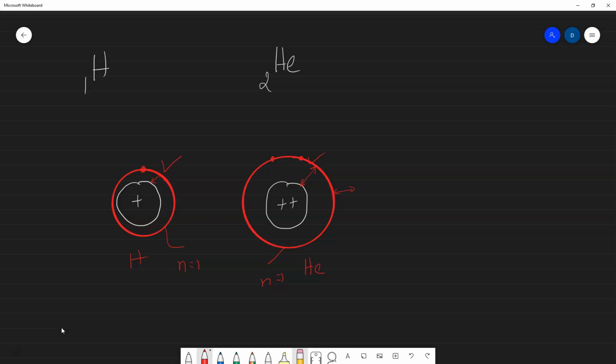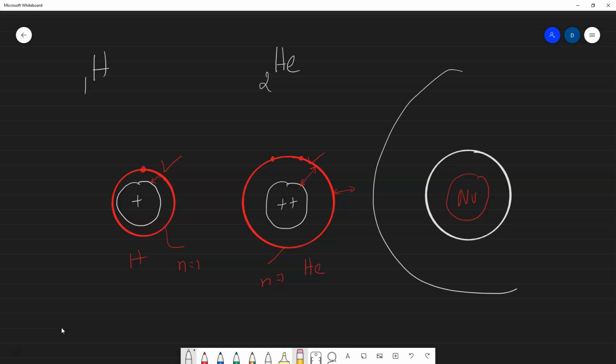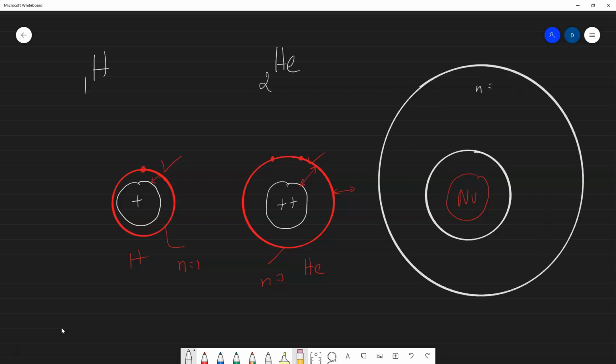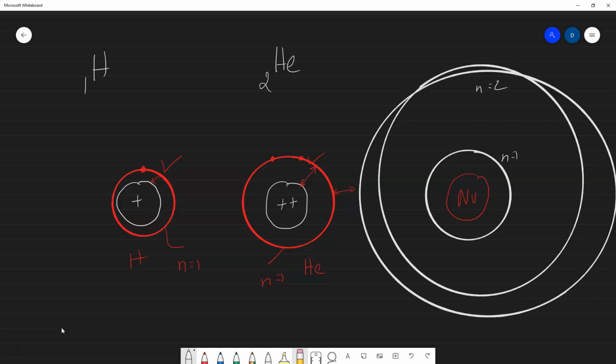every atom will have its own energy band. So take any nucleus, its first level will be here, its second level will be here, this is n equal to 2, this is n equal to 1, and this third level could be a bit near here. So this is n equal to 3.